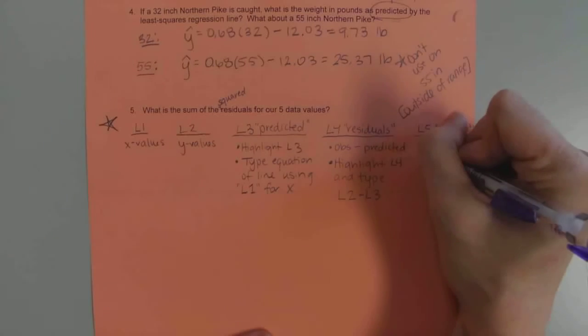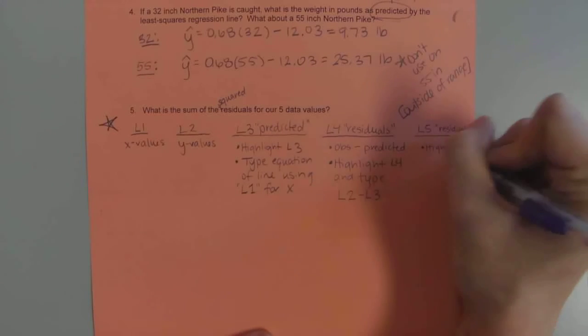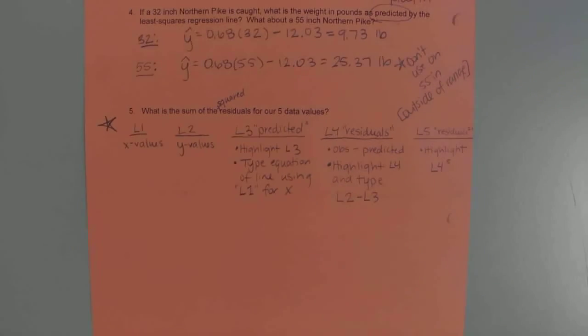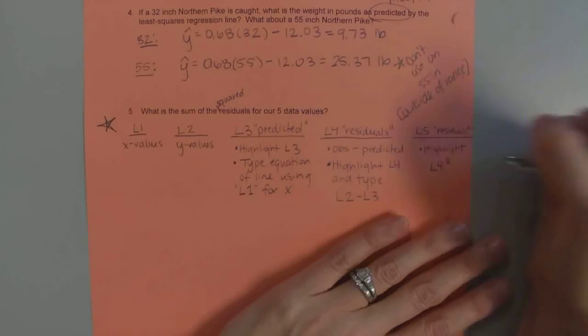So guess what we're going to do? We're going to highlight list 5, but we're going to square list 4. Okay? We're going to highlight list 5 and in there type list 4 squared. I don't know why I raised it to the 5th power. I got really excited there. Sorry. Just square it. Don't raise it to the 5th power there.